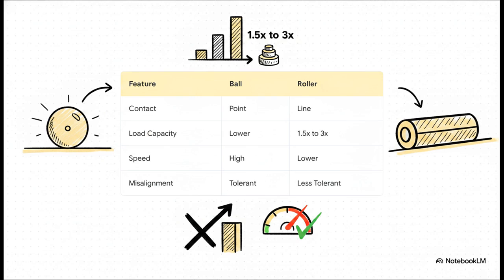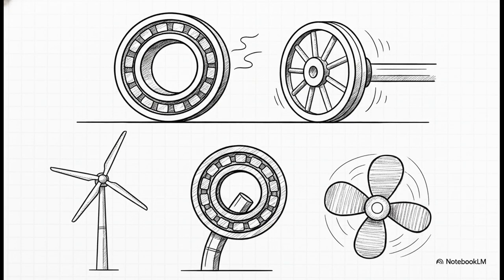This physical switch gives you a massive 1.5 to 3 times increase in load capacity for the exact same amount of space. But physics always demands a sacrifice, right? In this case, you lose speed capability and you lose tolerance for misalignment because of the increased friction along that longer line of contact. We've got some real heavy hitters in this family.